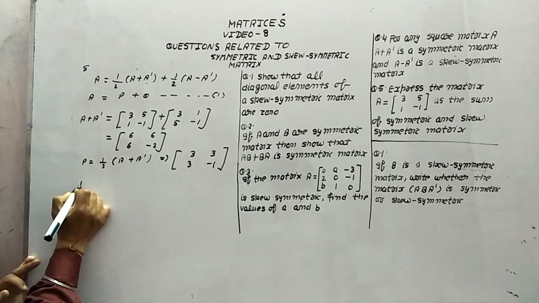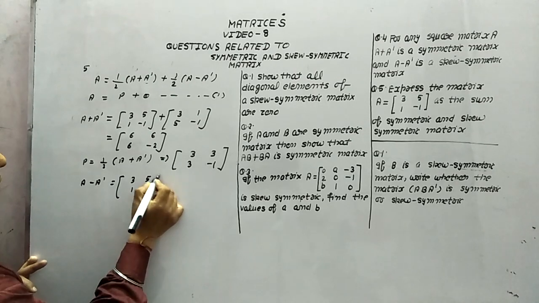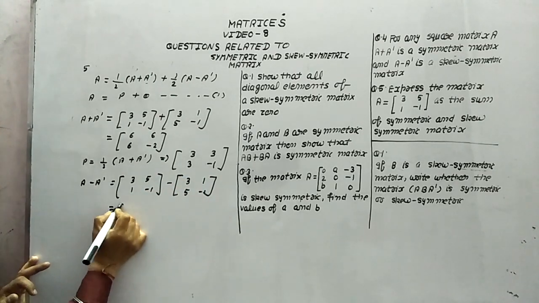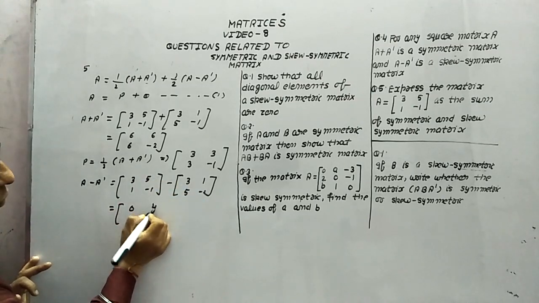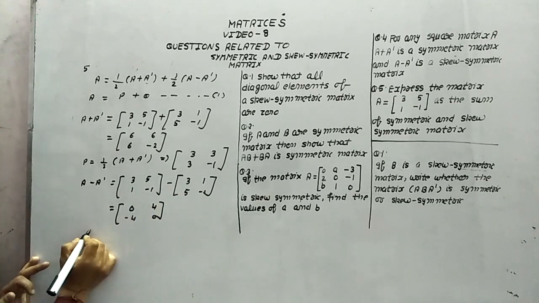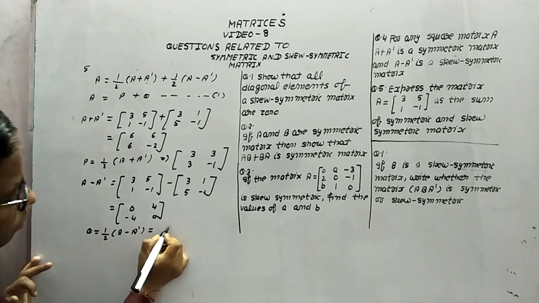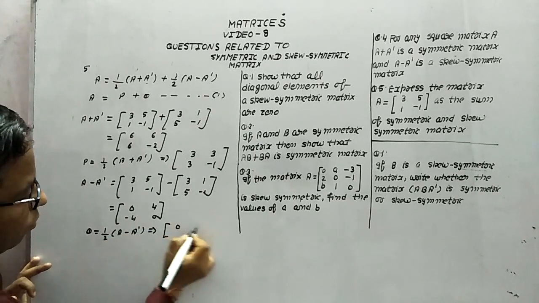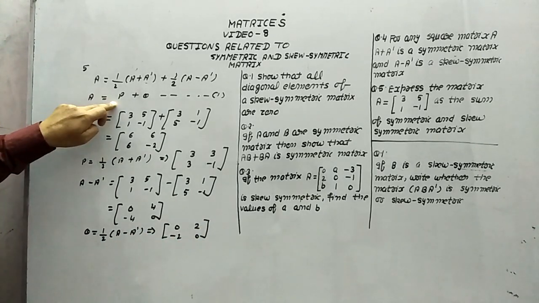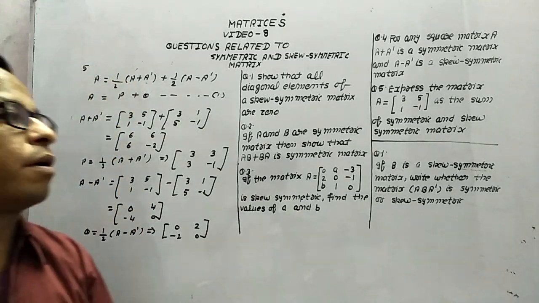Now we will calculate A minus A dash. It means 3, 1; 5, minus 1, minus 3, 5; 1, minus 1. It means 0, 1 minus 5, minus 4; 5 minus 1, 4, minus 1 plus 1, 0. Now Q is equal to half of A minus A dash. It means what will come? 0, minus 2; 2, 0. Okay, so A is equal to the sum P plus Q. It means symmetric matrix plus skew-symmetric matrix.